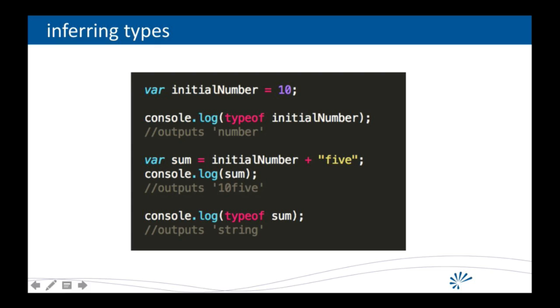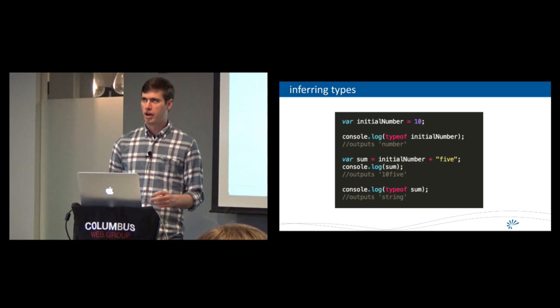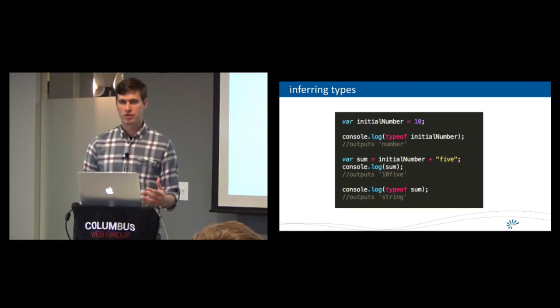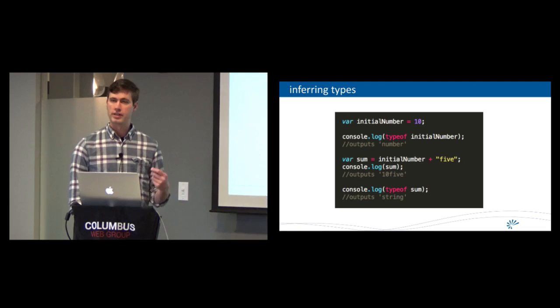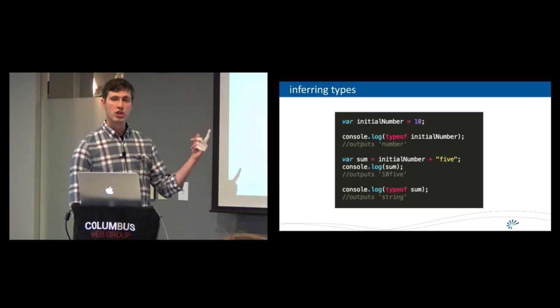One quick note to understand about JavaScript is it's very loose in its interpretation of types. So it will try to convert the type if it thinks it should. So here's a great example. We have an initial number 10, so what type is that? It's an integer. It's a number, right?